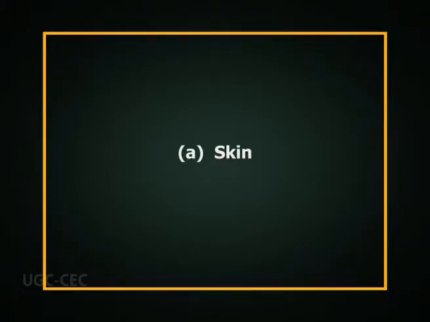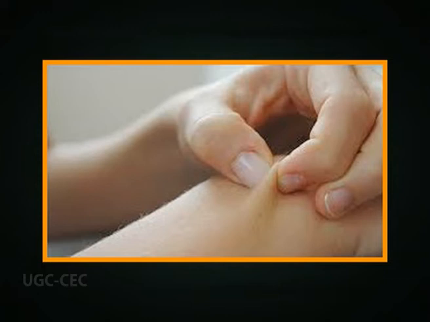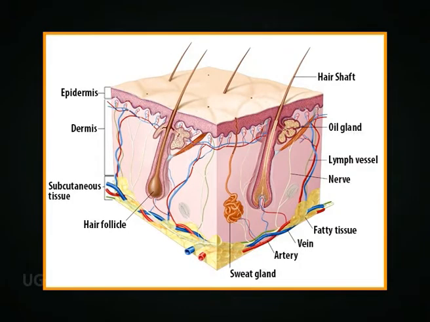Let's talk about skin first. Skin provides a protective covering to the body. Its outer tough layer, called horny layer or stratum corneum, consists of dead, fully keratinized cells. These cells contain a hard, insoluble fibrous protein called keratin. This layer is waterproof and germ-proof, thus preventing the entry of viruses and bacteria.